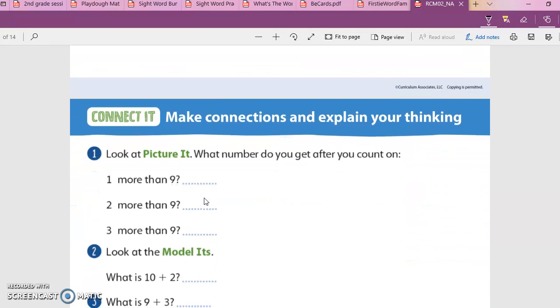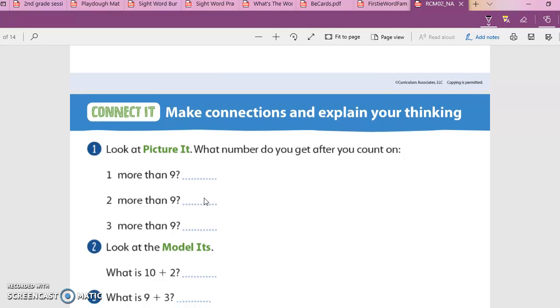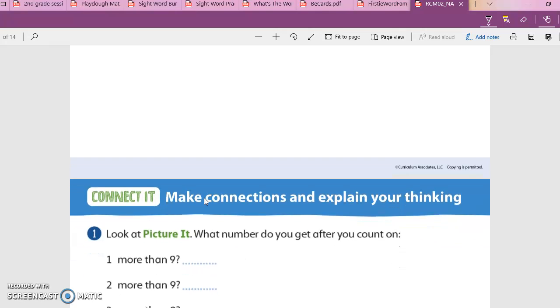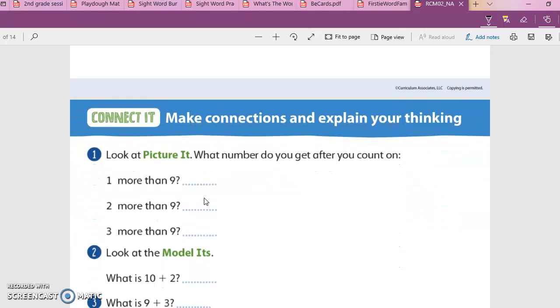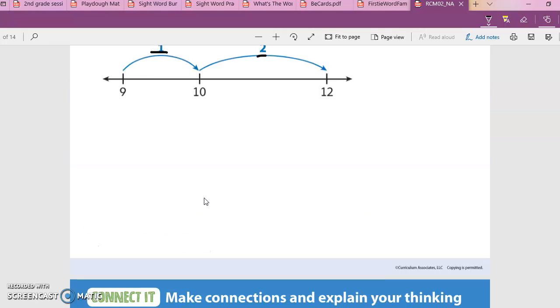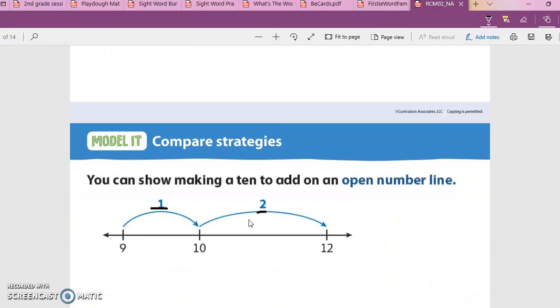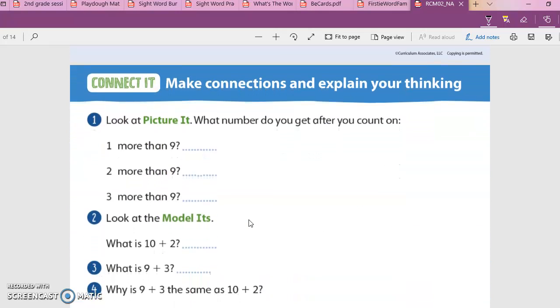Okay. The next page is where we are looking back at these 3 strategies to answer the questions. So look at the picture. You're looking at where the red circles and the blue circles are. And it says, what number do you get after you count on 1 more than 9? So if you're looking at the red 9 circles, what is 1 more than 9? 10, right?